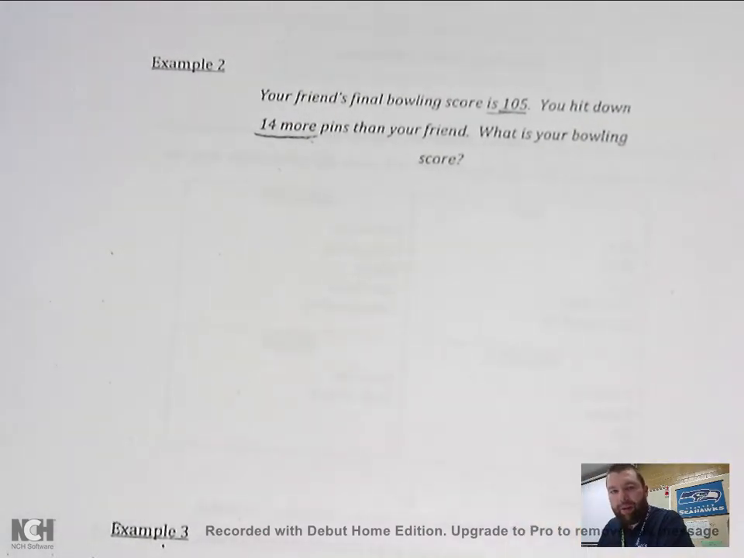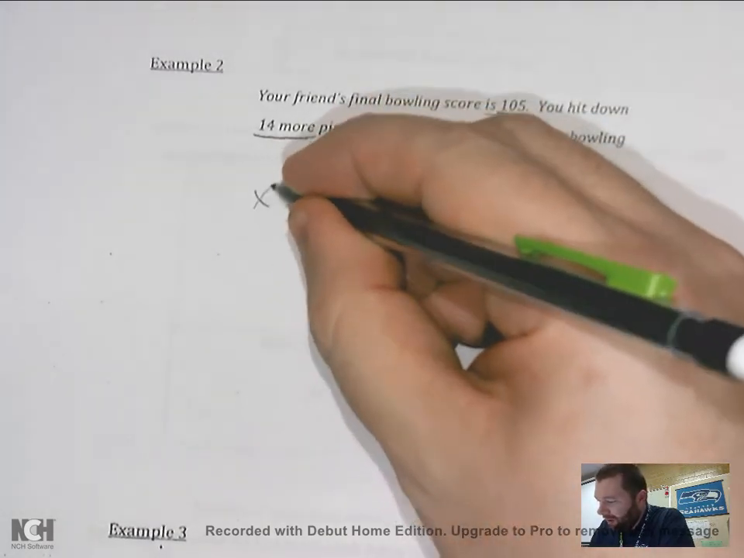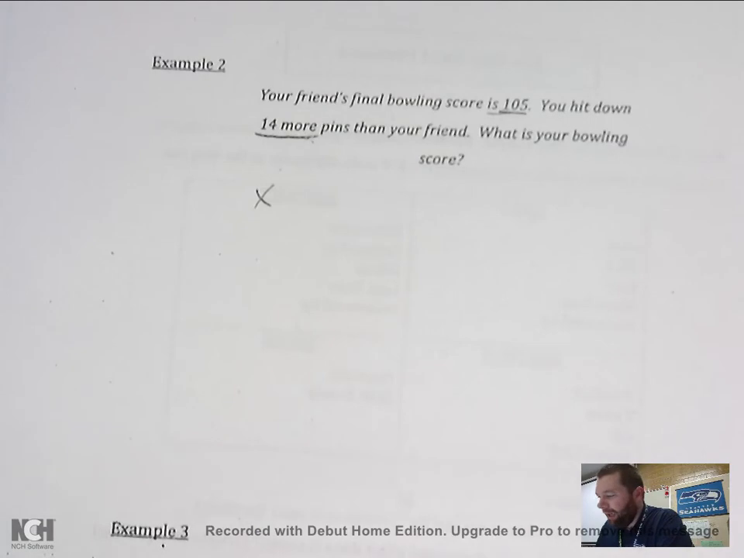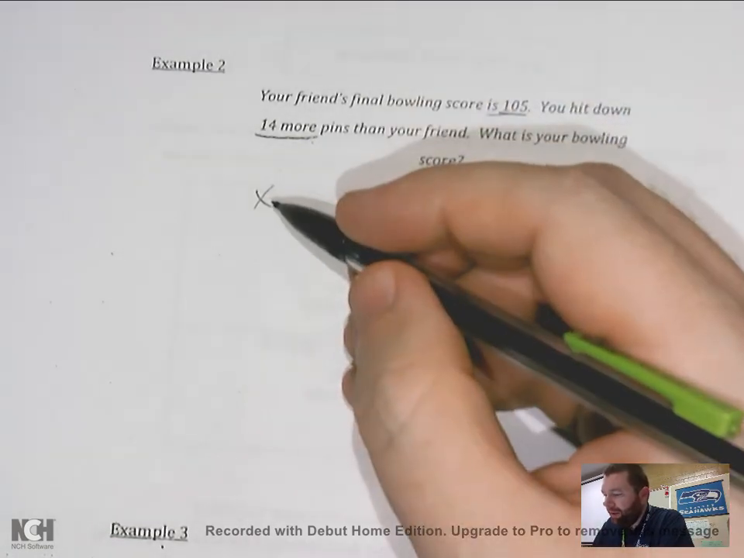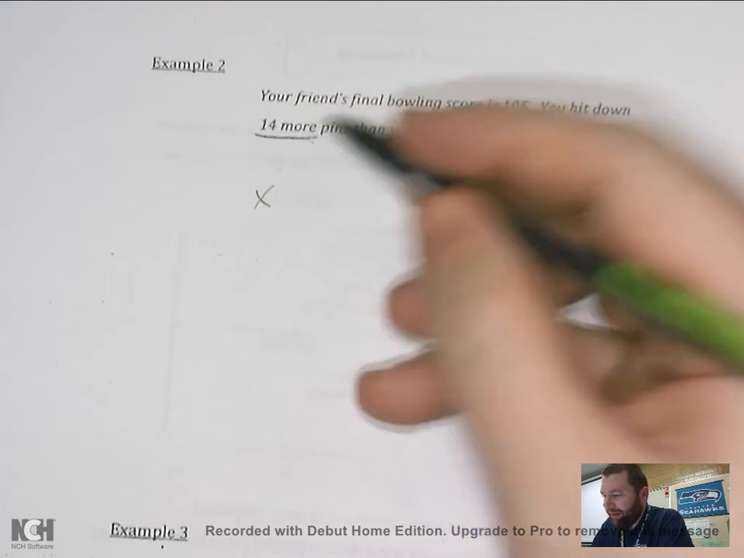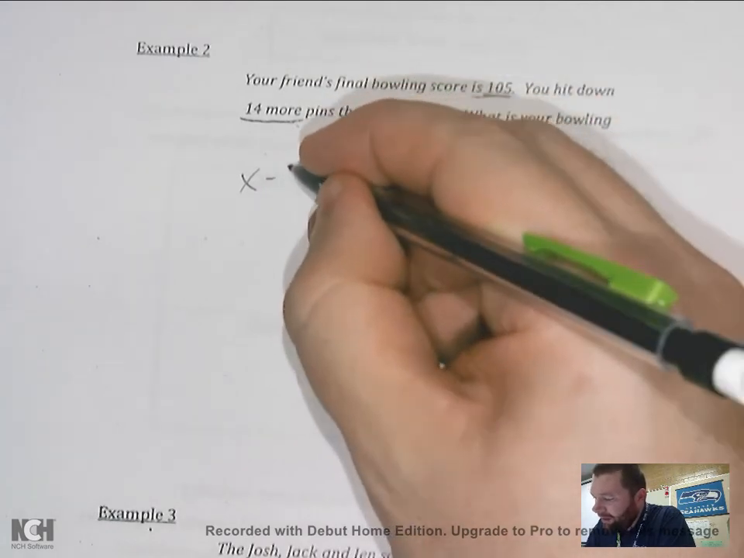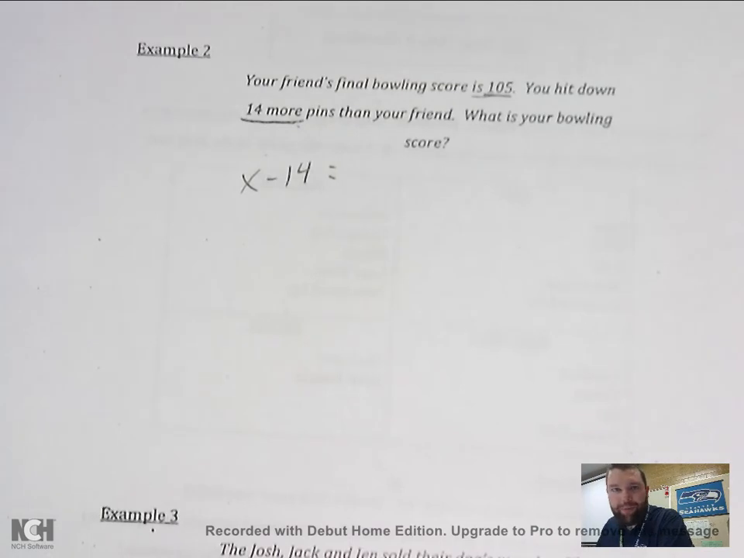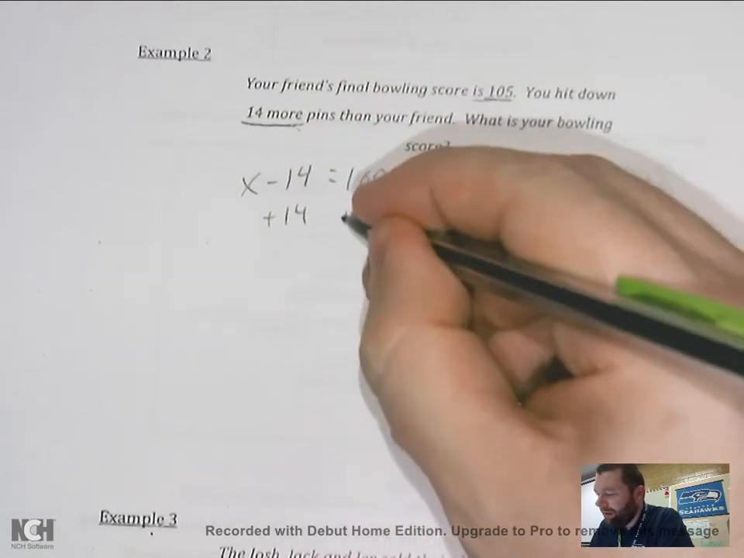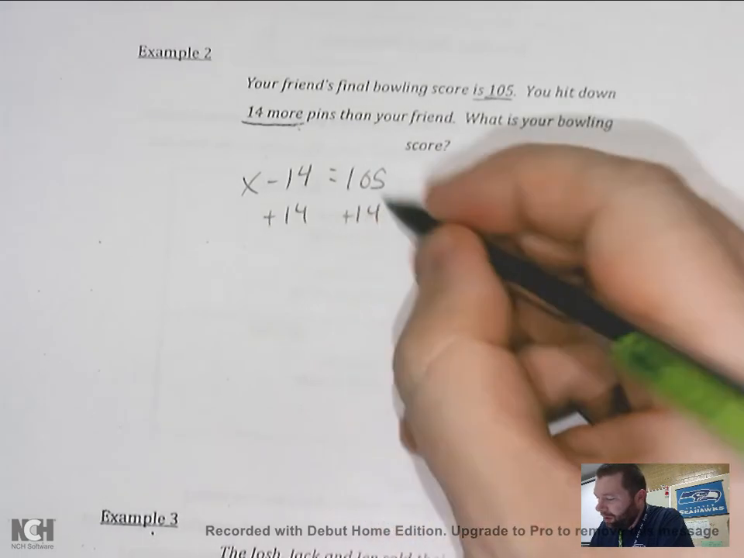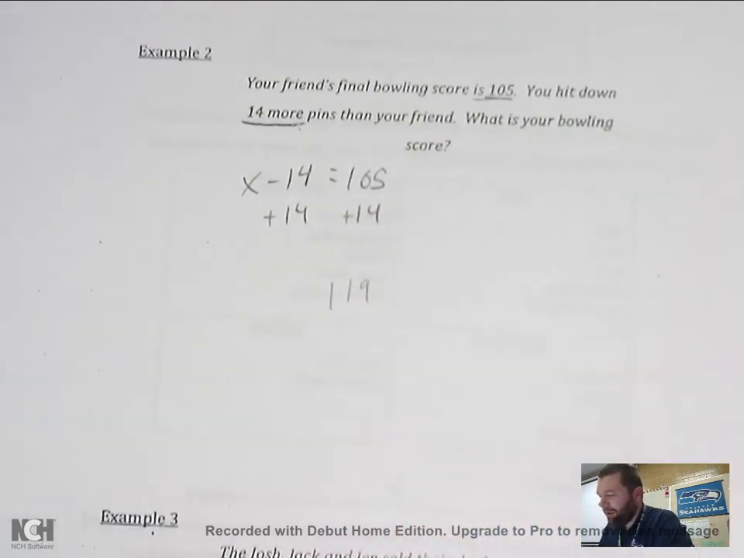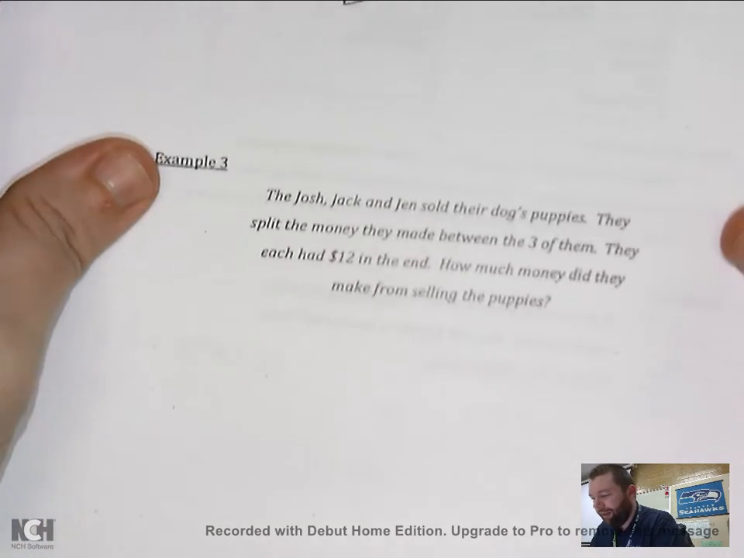So again, if I were to set up the equation, I don't know my bowling score, so that's my variable, right? But I know I hit down 14 more pins than my friend. So my score minus the pins that I got extra would equal my friend's score, right? So if I took away the 14 extra pins that I got, then that would equal my friend's score of 105. So same idea as before, you would add 14 to figure out your score. And you got 119 was your score. Yeah, it's pretty much the same problem as before. Let's try this other one.